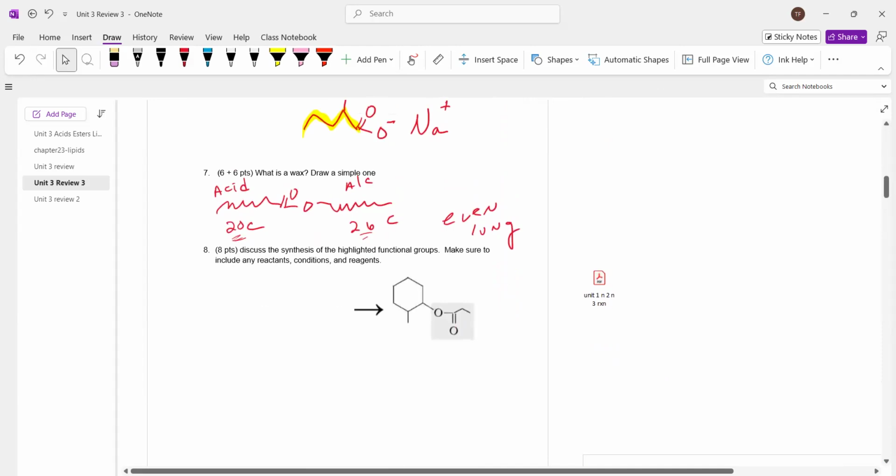Okay, reactions. Okay, what do we have here? Basically, we have an ester, and this is the primary backbone, and this would be the secondary.